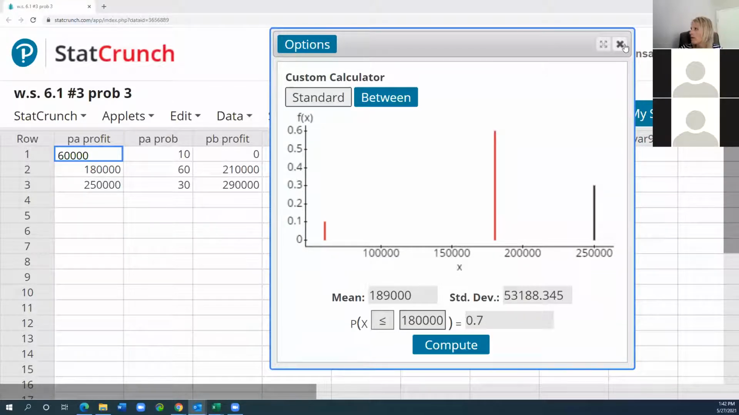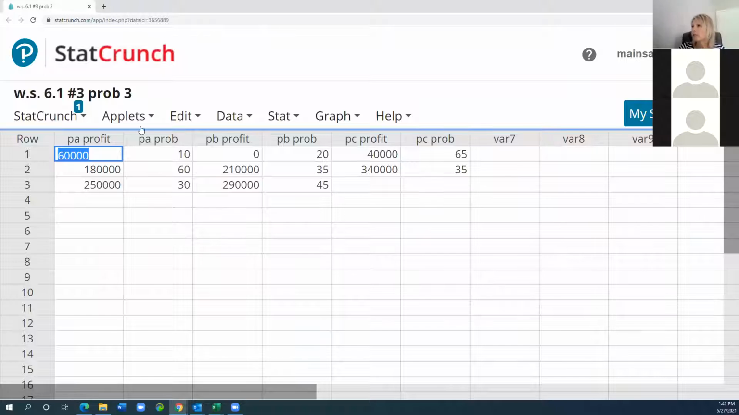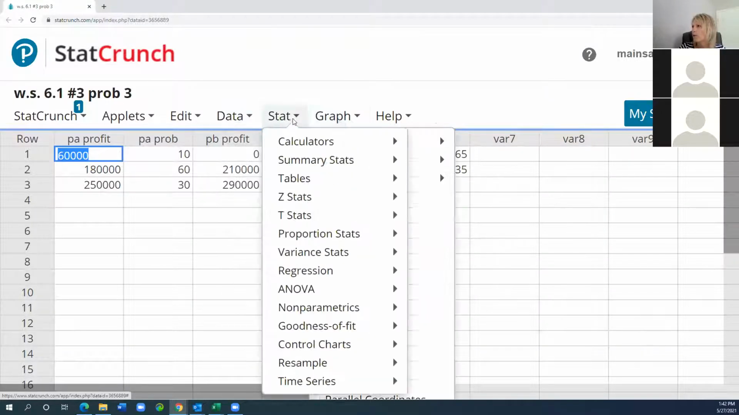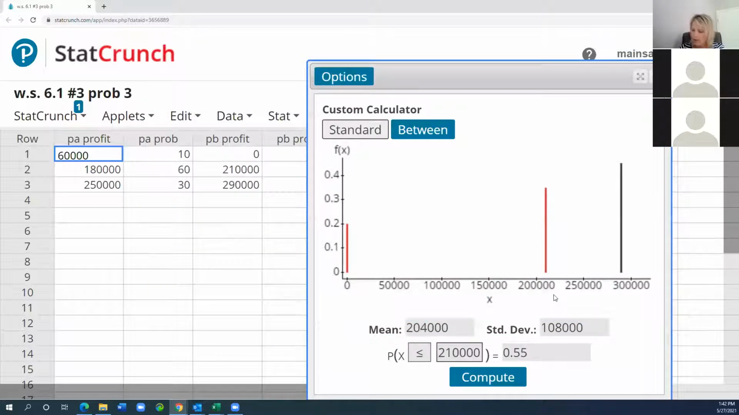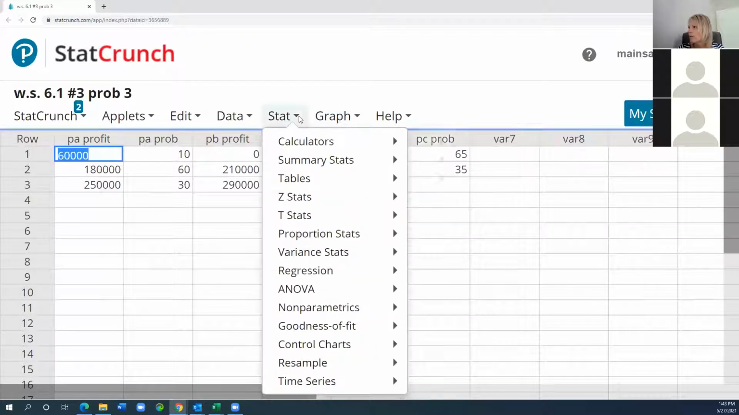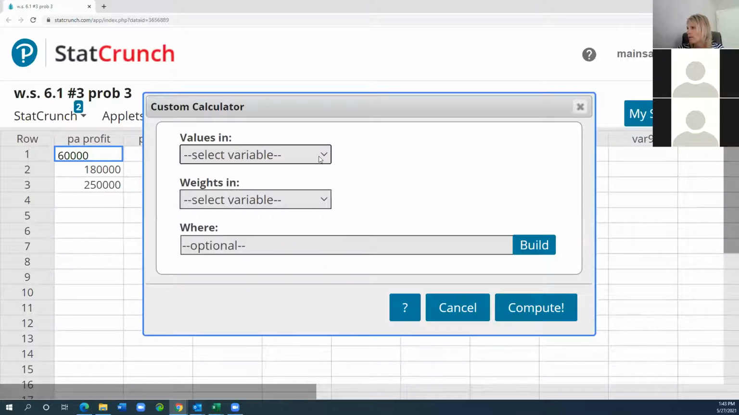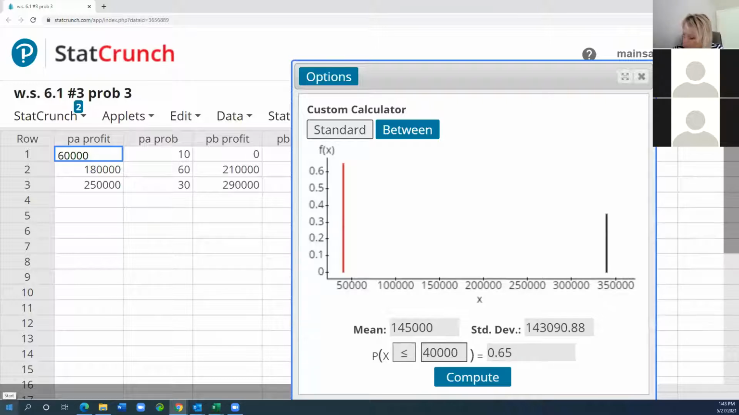Okay, so looking at these averages, let's see if you got, I'm going to do a couple of the last ones here. So the project B, okay. Did everybody get 204,000? Yep. And project A was 189,000. And then project C, let's show that one. And that shows 145,000.